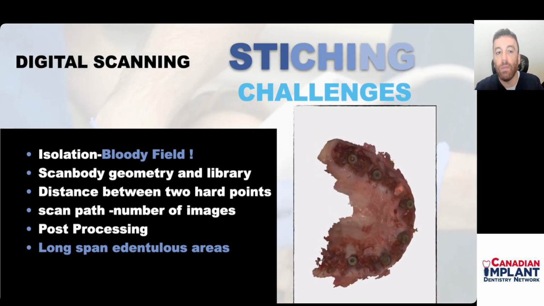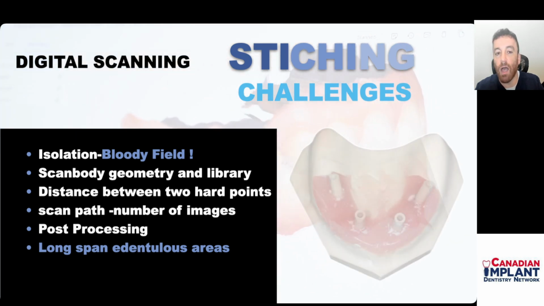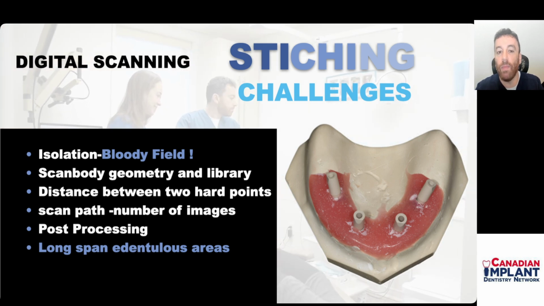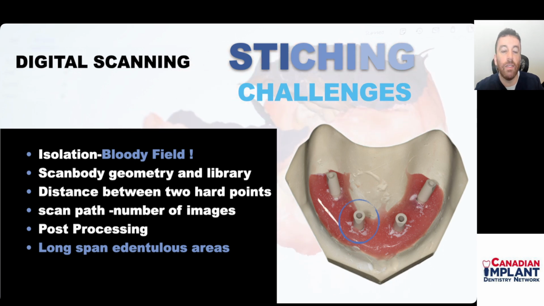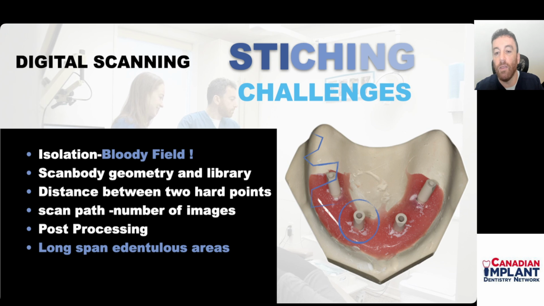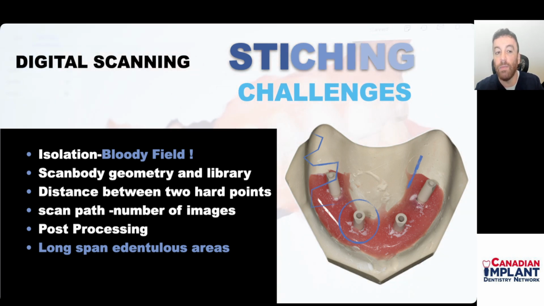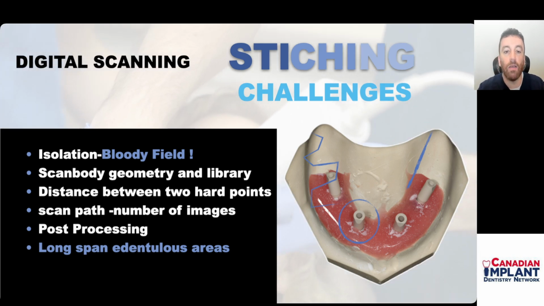So you're dealing with a bloody field. You're also dealing with scan body geometry and library. If they're too tall, then your scanner could have potential hard time to pick up those scan bodies. You're also dealing with distances between hard points, meaning that if you have a very long distance, your scanner could have stitching errors. And that gets magnified, especially in edentulous free end cases. So magnifying that error across 4, 5, 6 implants could lead to misfit of your case on the final.